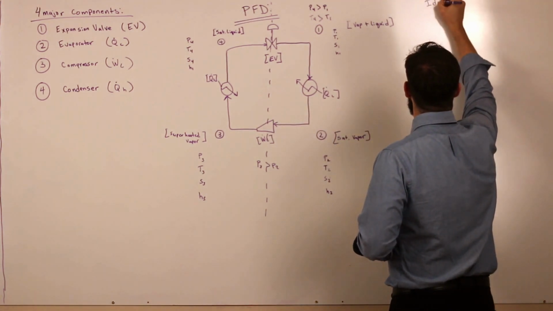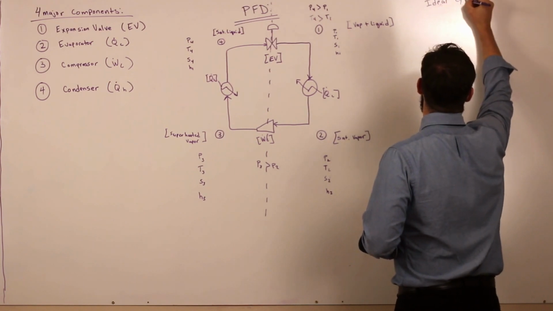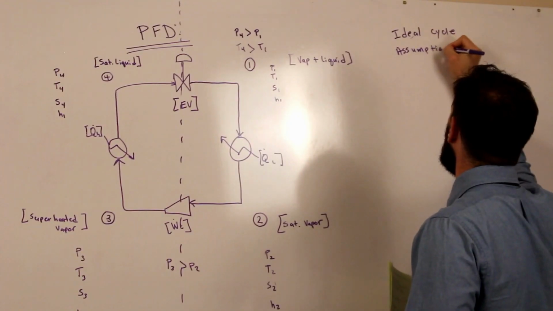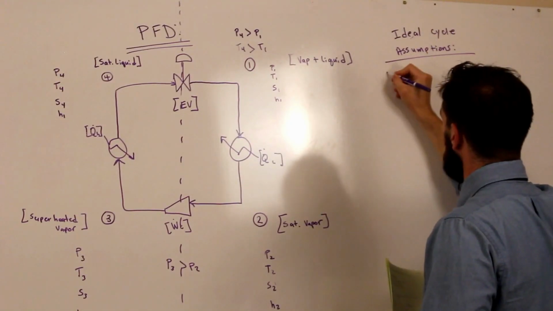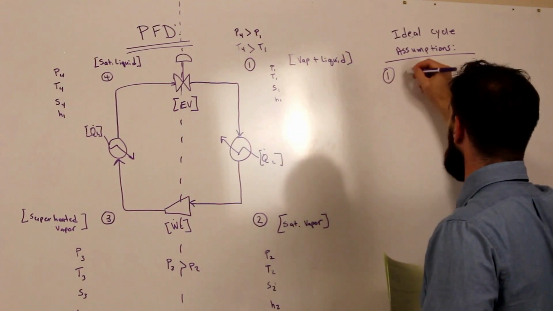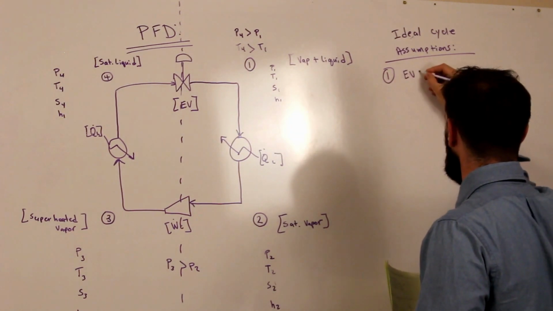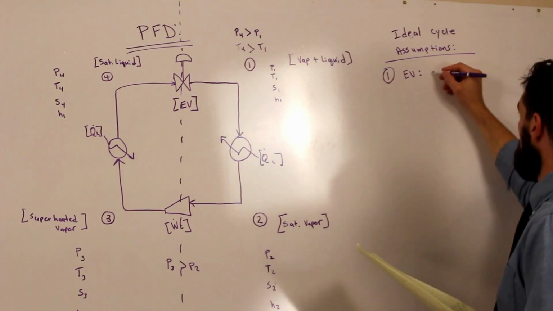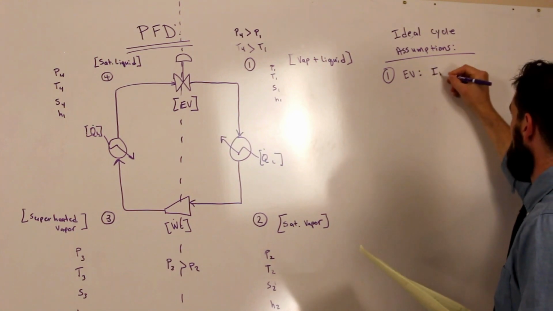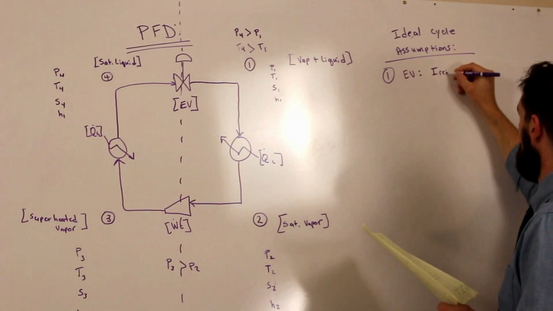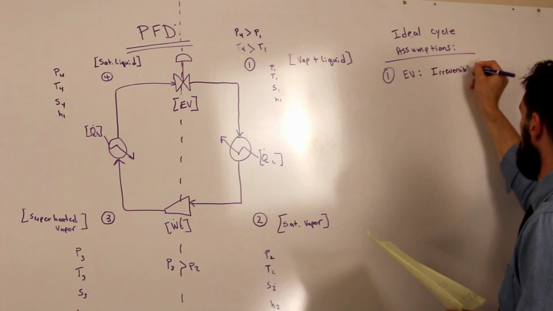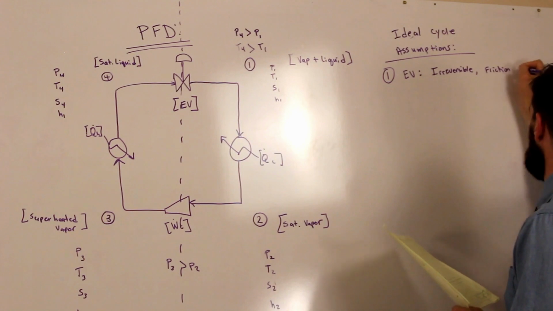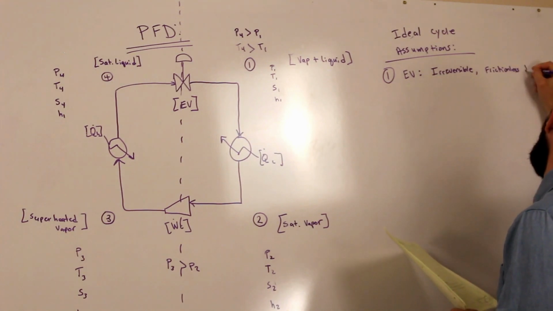So I'm going to put up here ideal cycle assumptions. The first one's going to be around the expansion valve, and I'm abbreviating this EV. And we're going to assume that the expansion valve is irreversible. It's frictionless. And it's adiabatic.